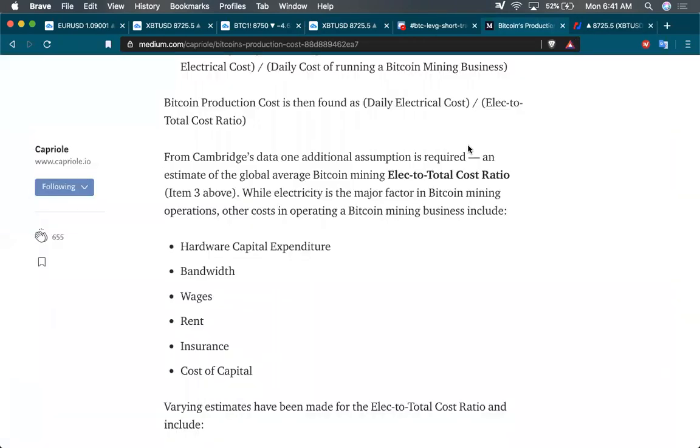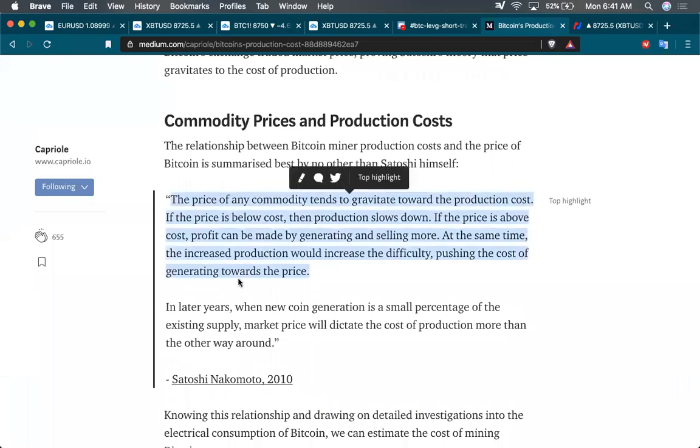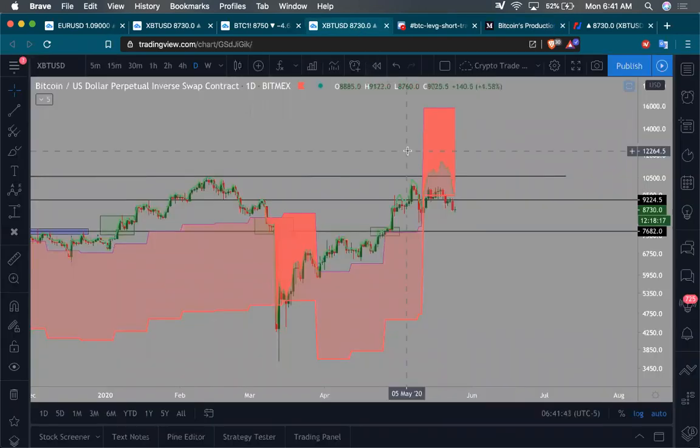So the one thing is that even Satoshi, when creating Bitcoin, wrote that the price of any commodity tends to gravitate towards the production cost. If the price is below the cost, then production slows down. And I think this is the key point right here, which is really important: if the price is below the cost, then production slows down, meaning it makes sense, right? Price below the production costs means that miners are not profitable.